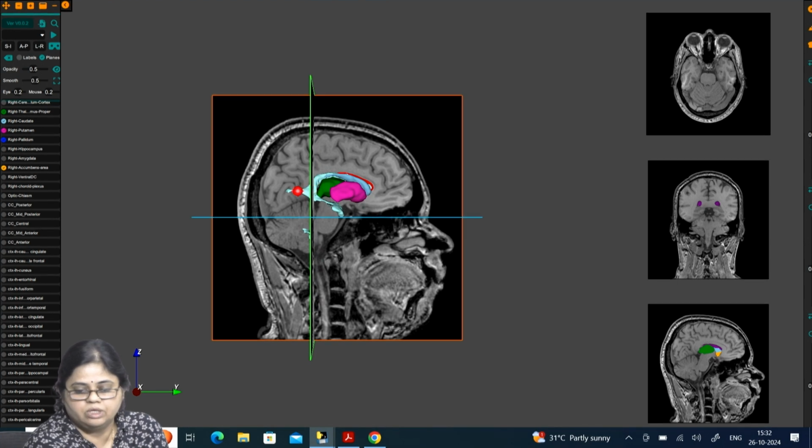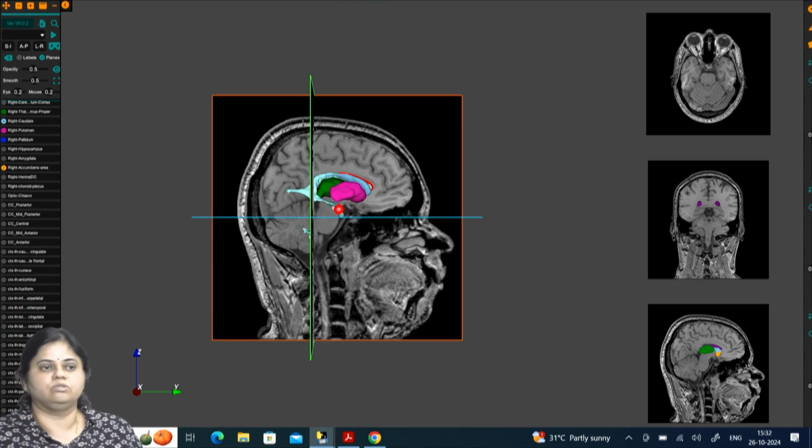The one protrusion behind is going to be the posterior horn into the occipital lobe. You can appreciate the occipital lobe here. This is the cerebellum, and the one into the temporal lobe will be the inferior horn of the lateral ventricle. So I hope you have understood the orientation.